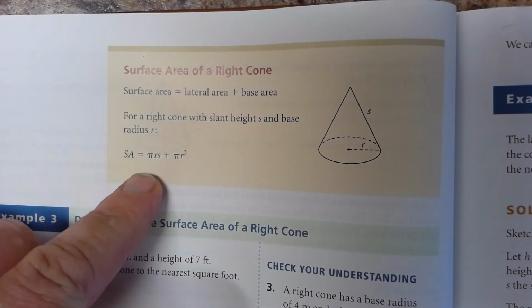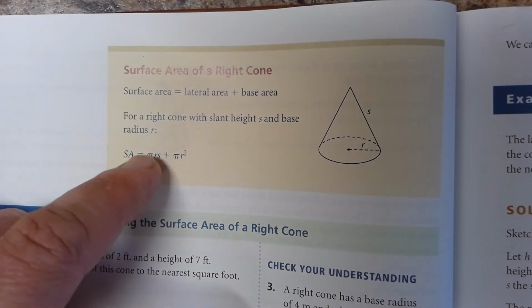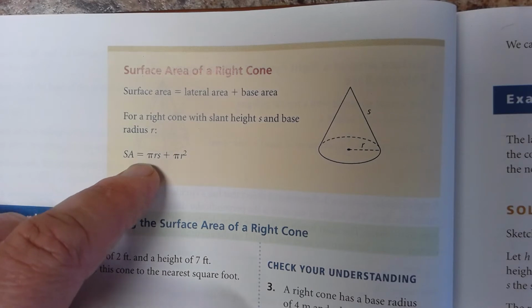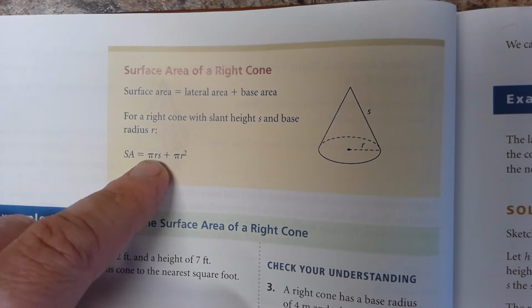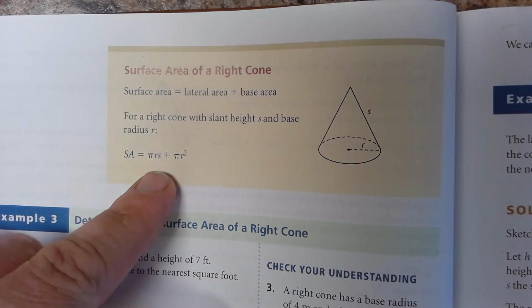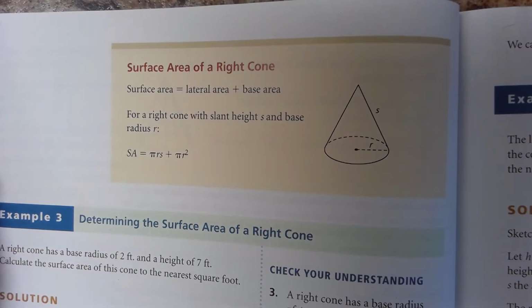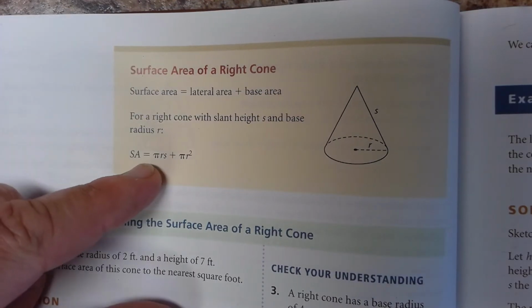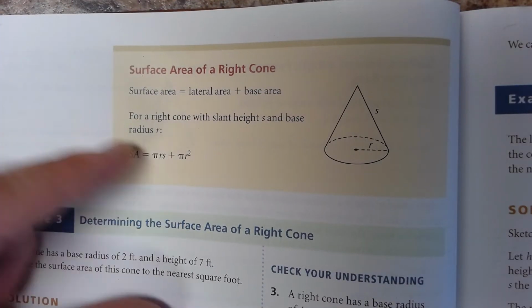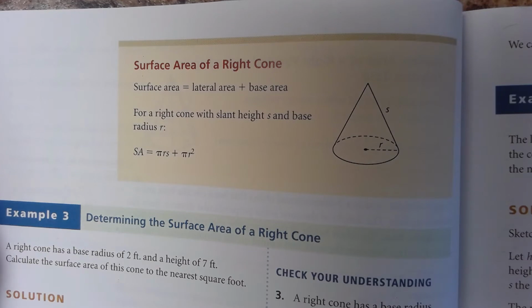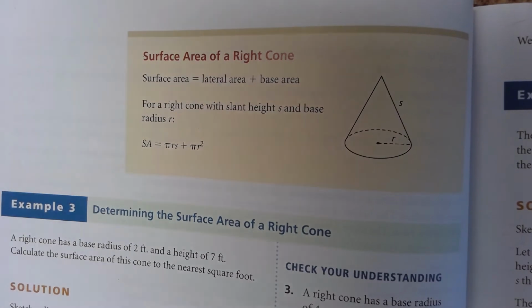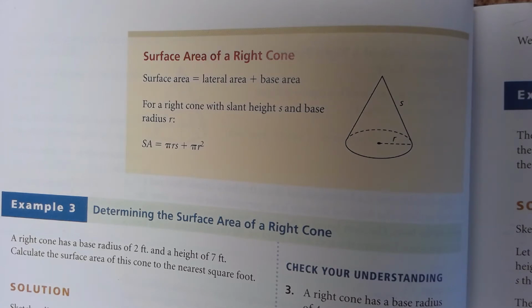So for a right cone, you have pi times radius times the slant height, add pi r squared. So pi times the slant height times the radius. No, this doesn't quite jive. Their formula doesn't provide a whole lot of clarity.